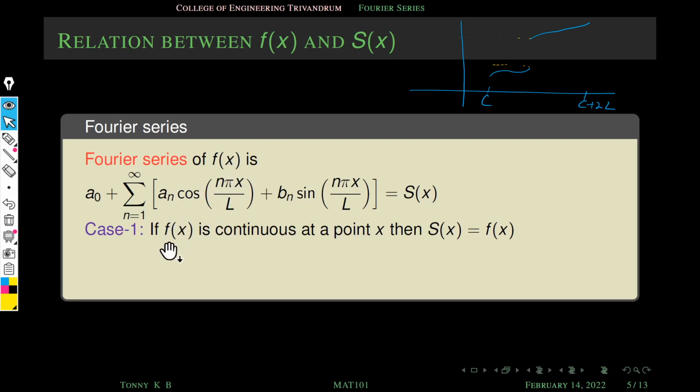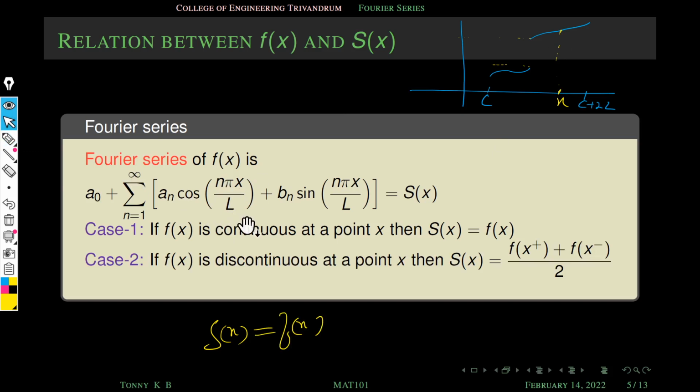Case 1. Suppose f of x is continuous at a point x. For example, you consider this function in the interval c to c plus 2L, and you think about a point x here. Then it is clear that at this point our function is continuous. There is no break. So you evaluate s of x. S of x means the value of this Fourier series at this point, and this result says that the value is the same as f of x. That means this height.